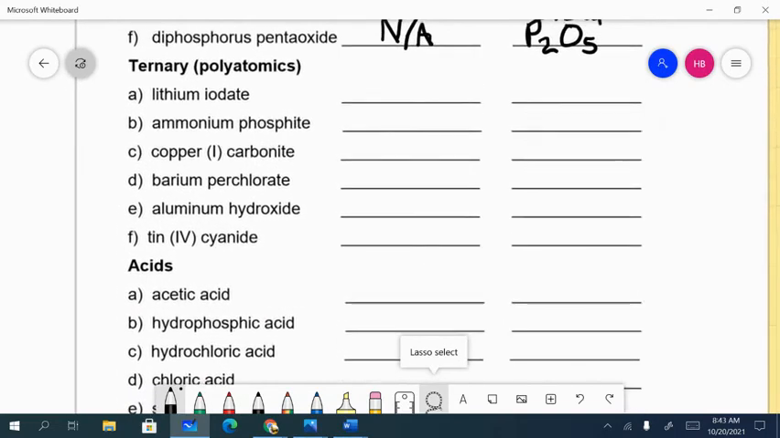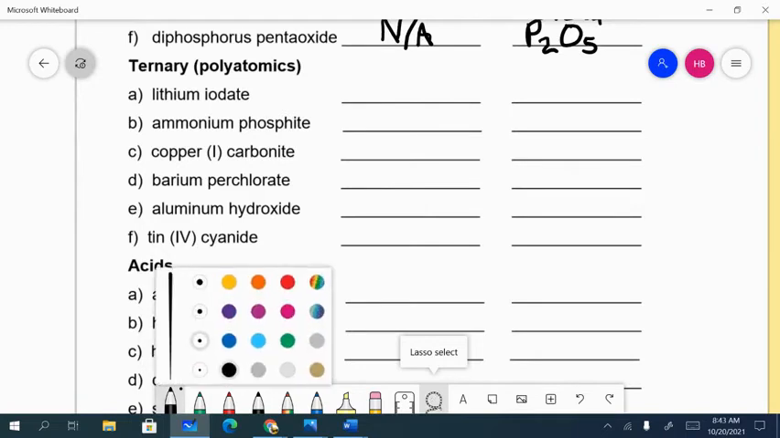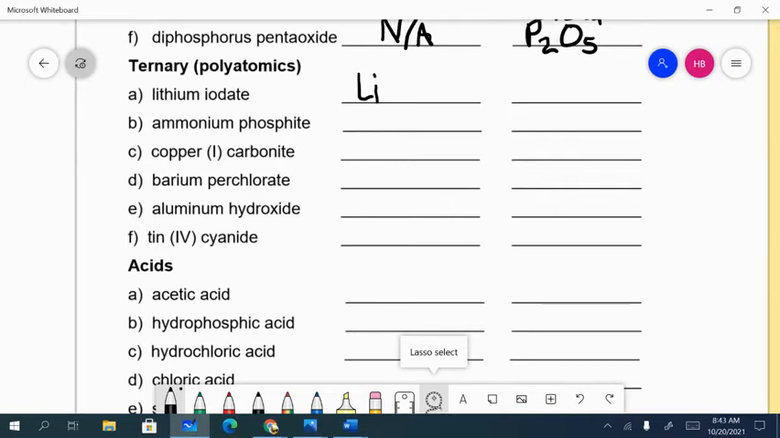Let's go to ternary and polyatomic ions. So you're going to need to go to your list of polyatomic ions to find this. Lithium is not going to be in my list of polyatomic ions, but I know the lithium is an alkali metal, so its charge is +1. I find iodate, which is IO3 -1. These are guys that are going to go together 1 to 1. Remember, you have to make sure that the charges balance out.